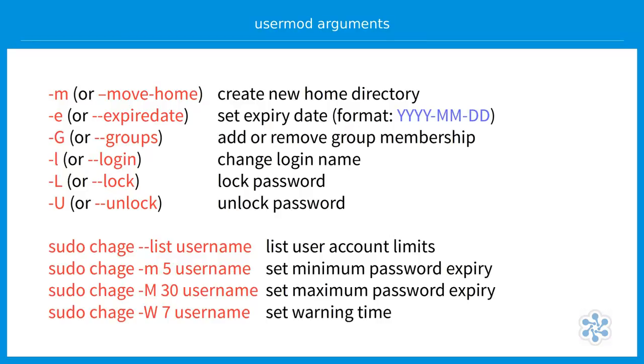Chage --list will list the user's account limits, -m and a numeric value will set the minimum time for password change, -M will set the maximum time, and -W will set the warning time.